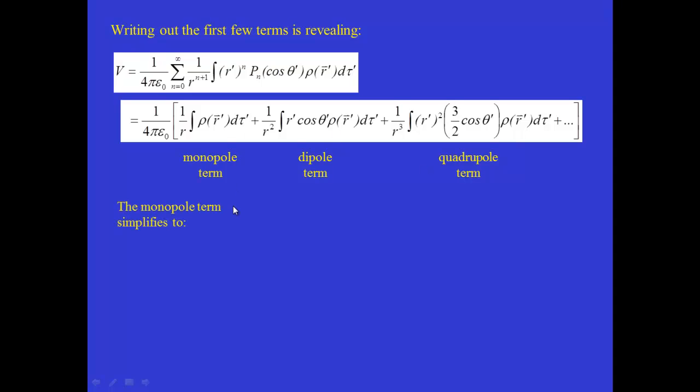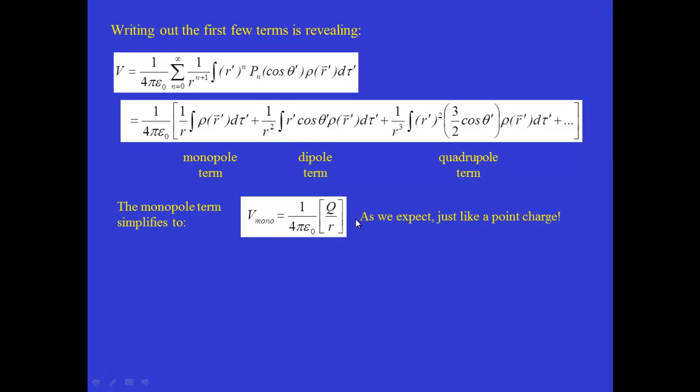But note that the monopole term, if we integrate rho times d tau over the entire charge distribution, what are we doing? We're taking the charge per unit volume and integrating it over a volume. So what does it give us? It gives us the total charge of the distribution. So the monopole term is 1 over 4 pi epsilon 0 times the total charge over r. And that makes a lot of sense because that is exactly the way a point charge behaves. So it makes sense that the first term should be a term that tells us if this were just a point charge, that's what the potential would be. Since it's not a point charge, we have these higher order terms.